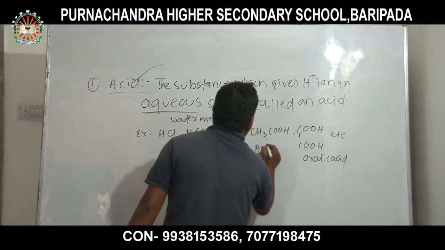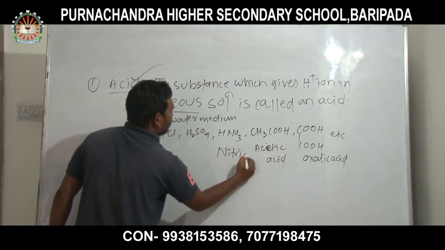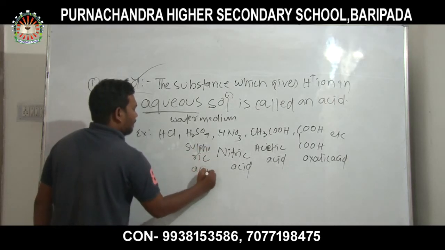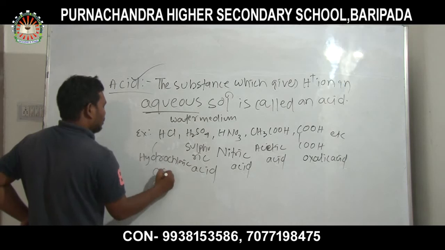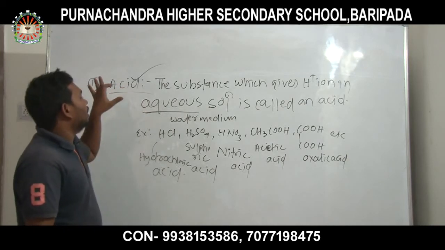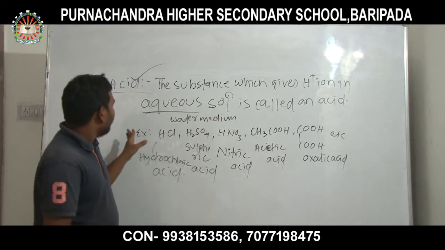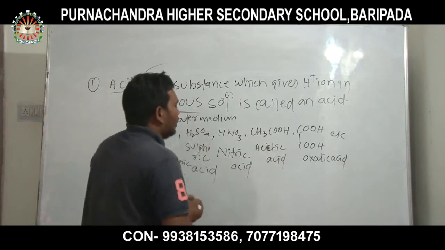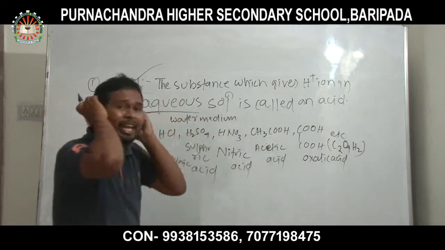It is known as acetic acid. It is known as nitric acid. It is known as sulfuric acid. It is known as hydrochloric acid. I repeat again, what is the definition of acid? The substance which gives H plus ion in aqueous solution is called an acid. For example, HCl, H2SO4, HNO3, CH3COOH, and oxalic acid, which is also written as C2O4H2.